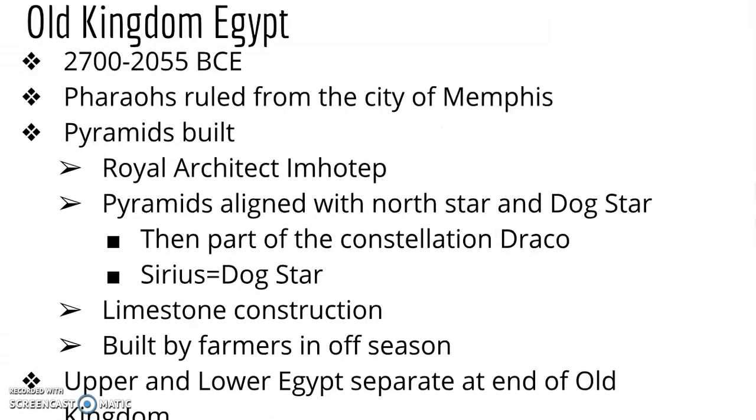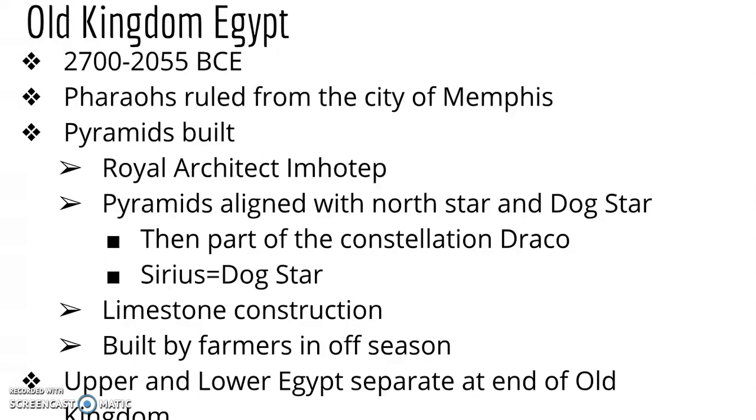So, the Old Kingdom of Egypt. Old Kingdom is the first of several periods we will refer to in Egyptian history. Old Kingdom Egypt defines Egypt beginning around 2700 BCE and ending around 2055 BCE. Now, the pharaohs of this period ruled from the city of Memphis.